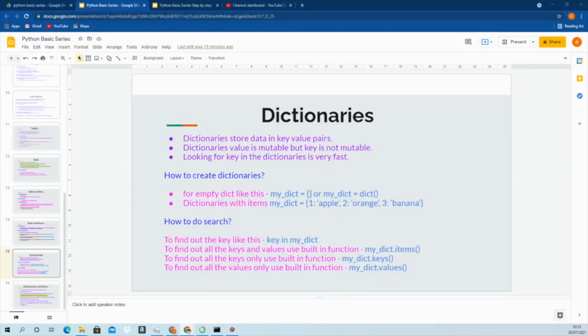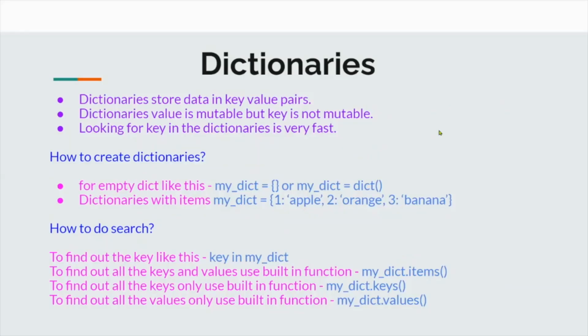So far we have covered data structures like list, tuple, and sets. Now the last one we'll cover is the dictionary. It stores the data as key-value pairs. Inside the dictionary, the value is mutable but the key is not mutable. If you want to find a key, it's very fast compared to any other data structure, like the list or sets. There is a way you can create an empty one, and there is another way you can create it with all items within the dictionary. This is the key and this is the value. So the keys are 1, 2, 3 and the values are apple, orange, and banana.